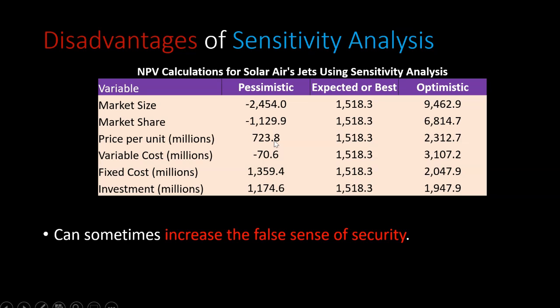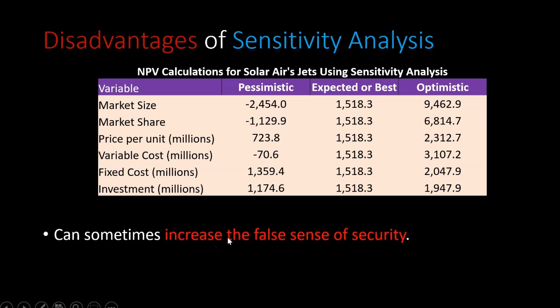But what if you're wrong? What if you can't sell the jet for 1.9, but maybe something like 1.5? The point that I'm trying to make is that when you come up with the pessimistic and the best case and the optimistic numbers, and when you look at NPV and it's positive all the way around, you're like, hey, I did my sensitivity analysis. This is a great project. It's positive NPV. But maybe you didn't choose the right numbers for the pessimistic or the expected or the optimistic situation. And so in that sort of a situation, it can sometimes increase this false sense of security.